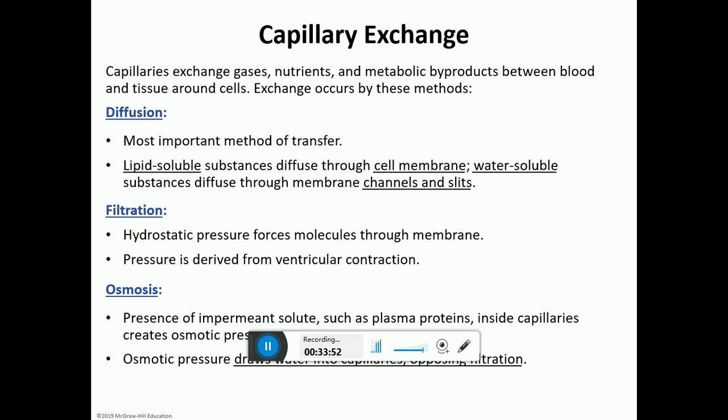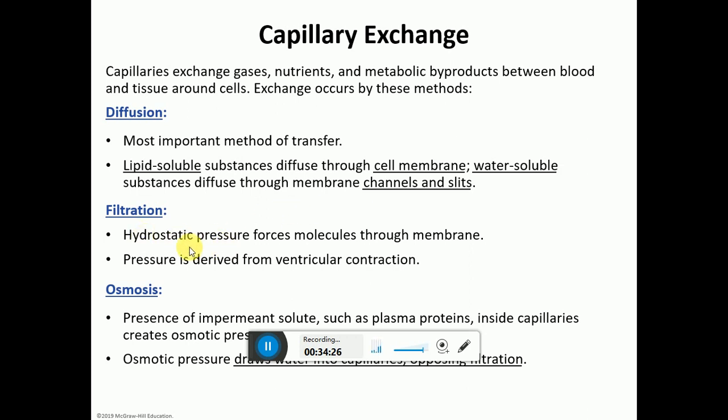Now, capillary exchange means the passage of nutrients or metabolic wastes between the blood in the capillaries and the tissue on the outside. The exchange can happen by three different methods: either diffusion, and things that are lipid soluble can just diffuse through the cell membrane of the simple squamous epithelial cells, while water soluble molecules have to be able to fit into these channels and slits that we talked about on the previous slide.